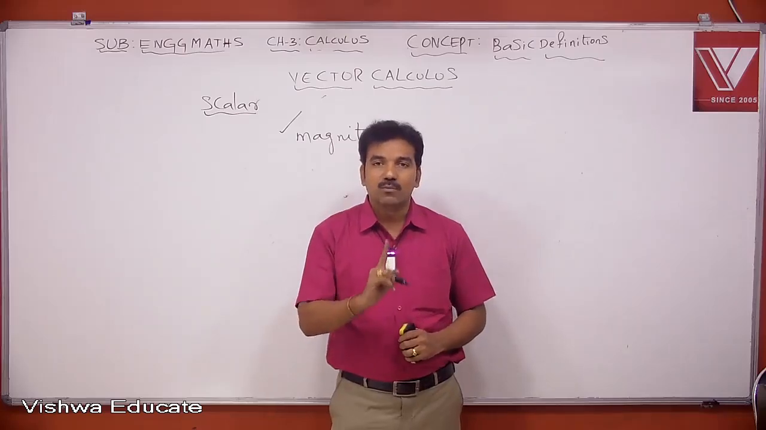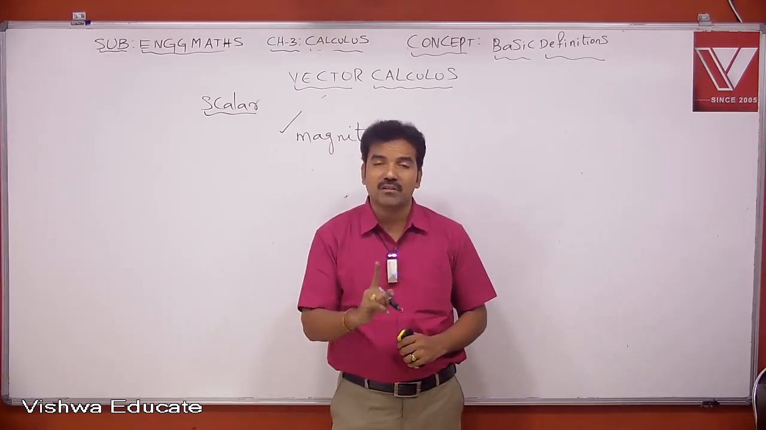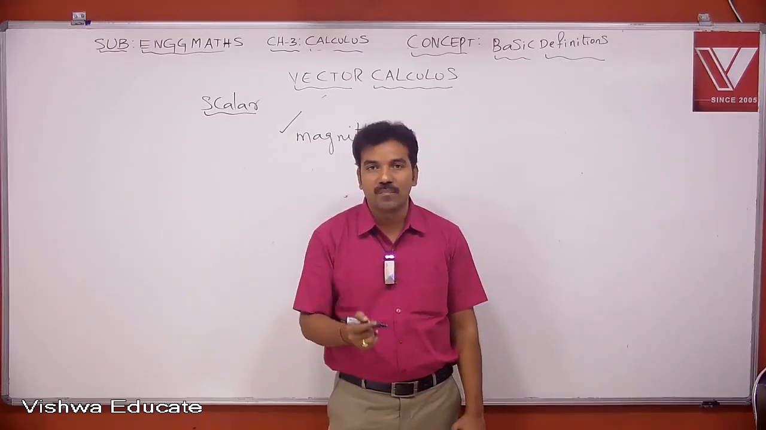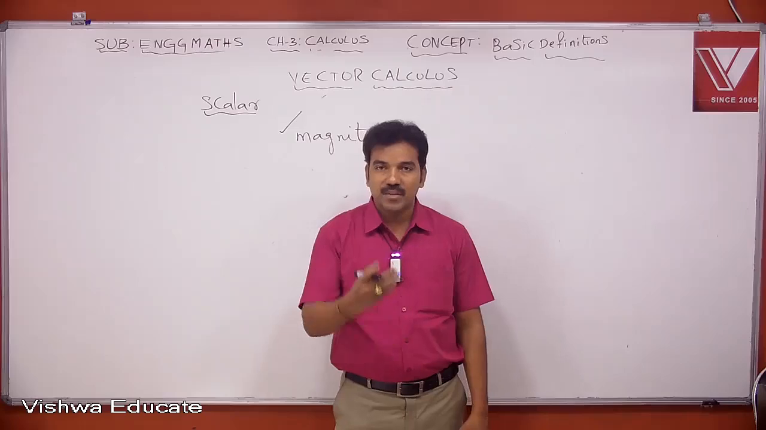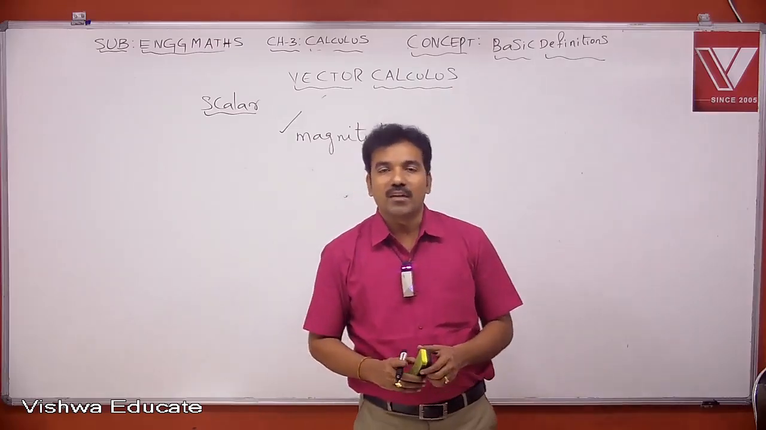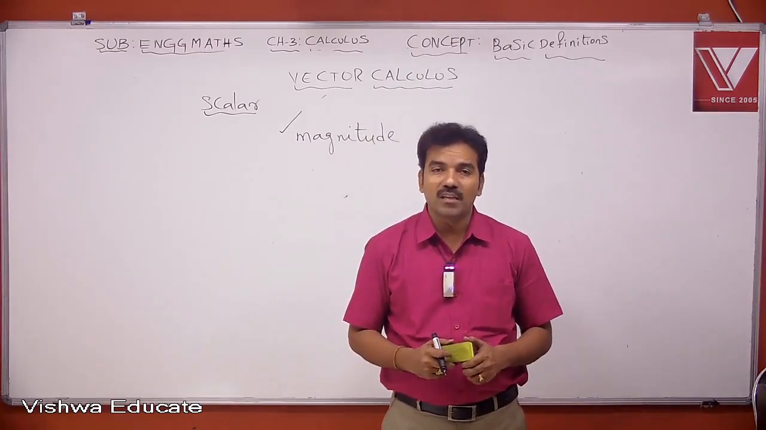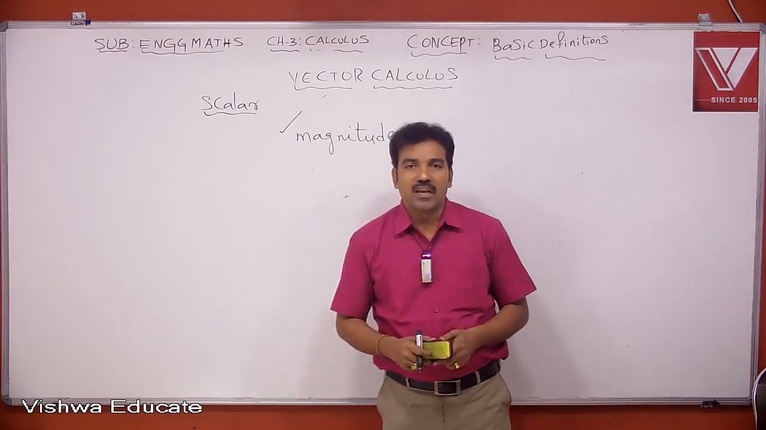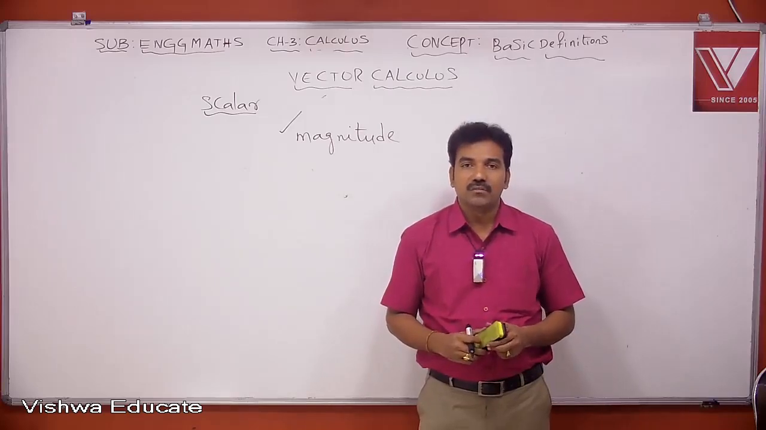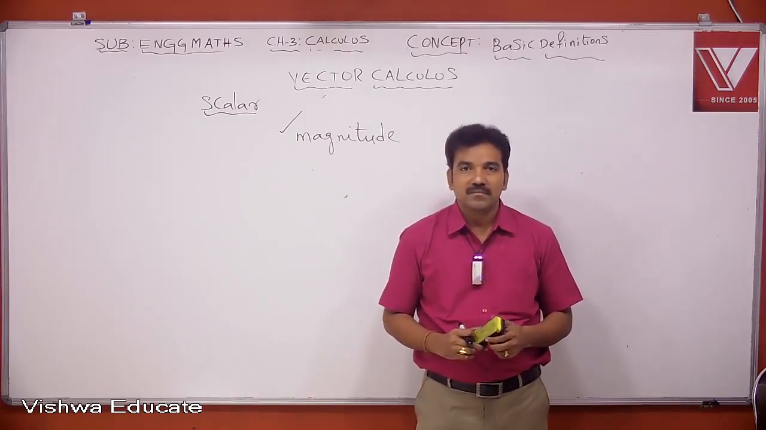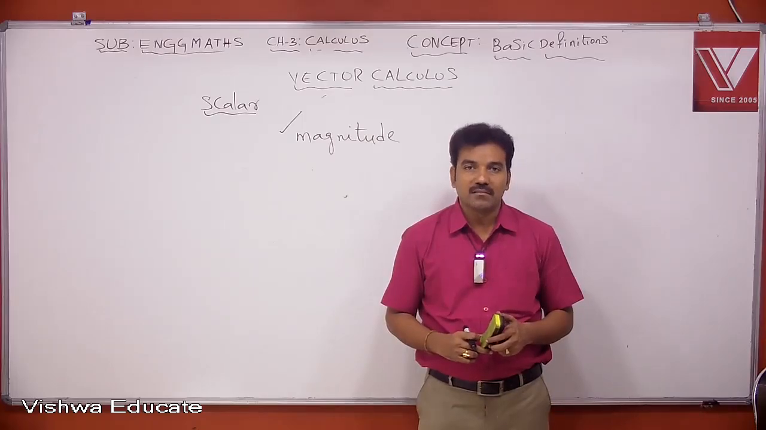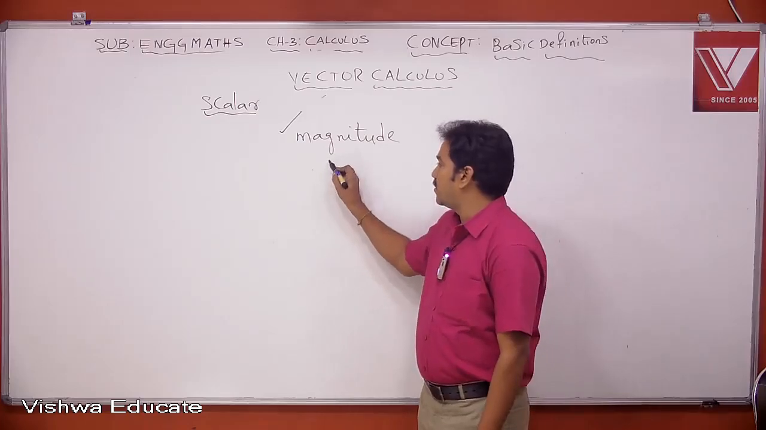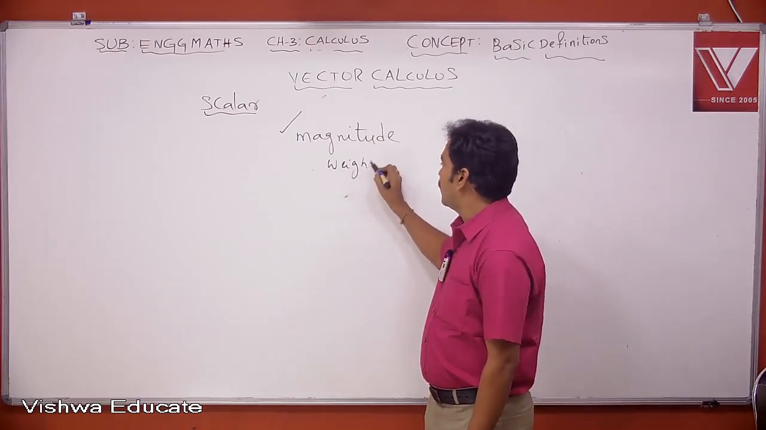Therefore, a quantity which has only magnitude but no direction is called a scalar. The best example is weight. Write this point. A quantity which has only magnitude but not direction is called a scalar. Example is weight.